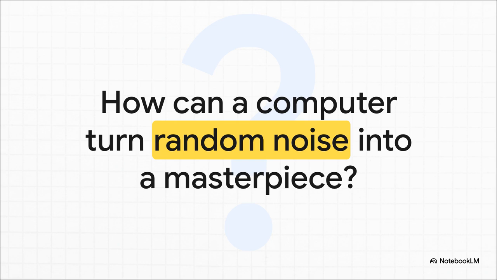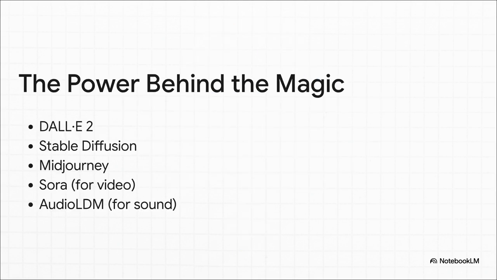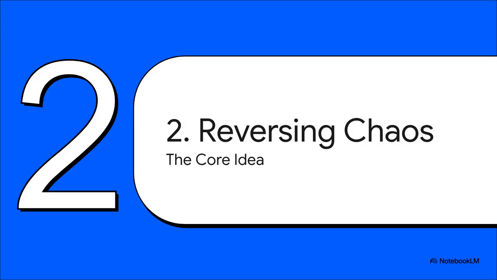Well, the answer is this really powerful idea called a diffusion model. And this isn't some far-off sci-fi stuff. This is the tech that's already powering all the tools you've heard of. From images to video and even to sound, they all, believe it or not, boil down to a surprisingly simple concept: reversing chaos. So how does a machine actually learn to create something from nothing?